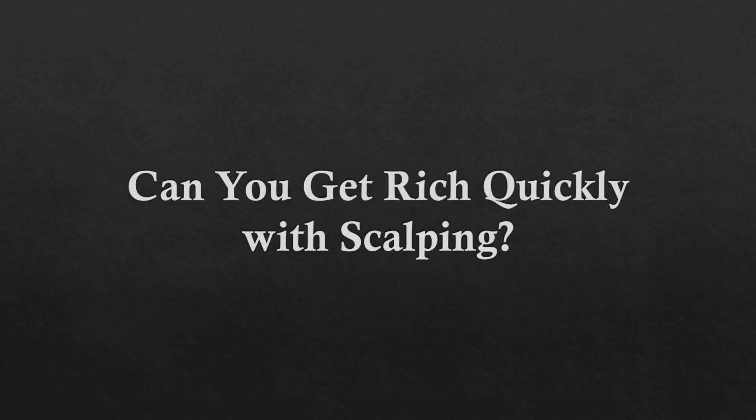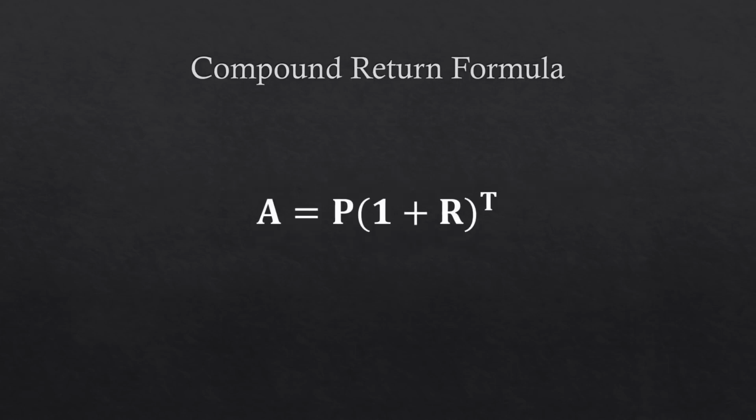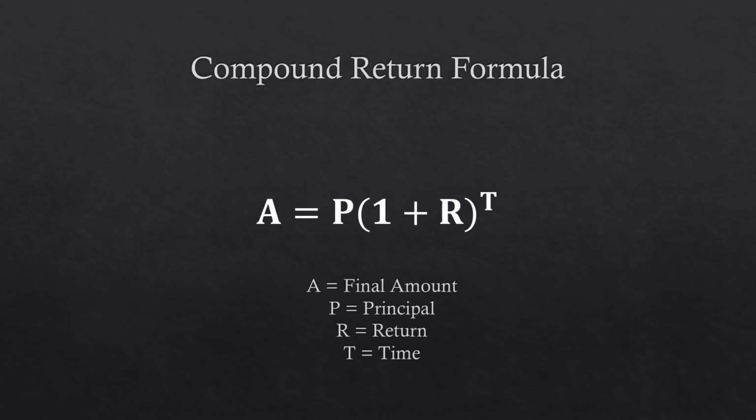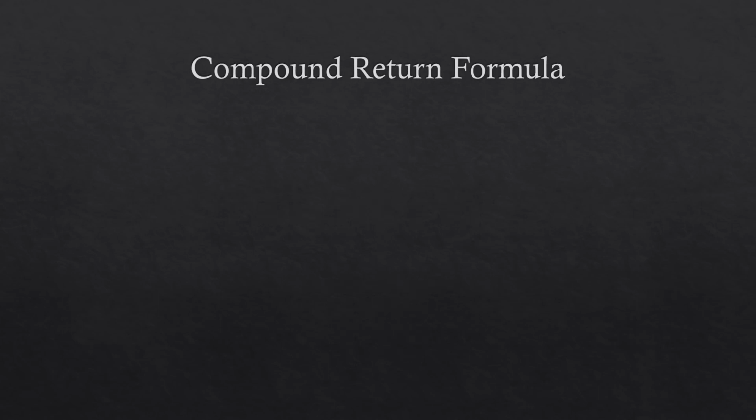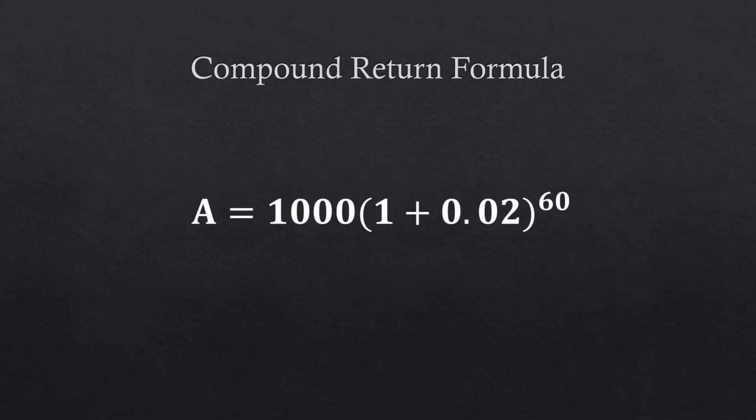When we talk about trying to get rich quickly, it's useful to analyze the situation mathematically using the compound return formula, which goes as follows. A is the final amount, P is the principal or the amount you start with, R is the return, and T is time. In other words, the final result is a function of three variables: how much you start with, how much return you get periodically, and for how many periods you do it. For example, if you start with $1,000 and you get a monthly return of 2% for 60 months or 5 years, the final result will be $3,281.03.